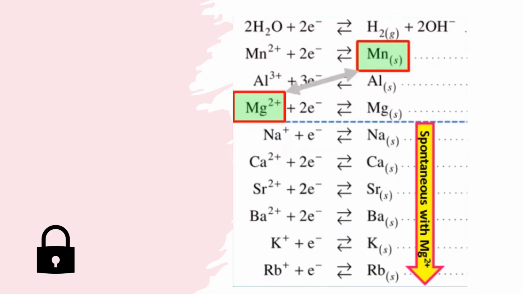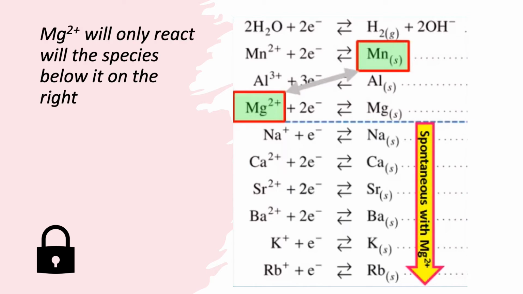Now, let's say we mix Mg2+ and Mn solid. Mg2+ will react spontaneously only with the reducing agents that are below it, but Mn is above Mg. So, Mg2+ does not react spontaneously with Mn. If you draw a line between Mn and Mg2+, it is a forward slash instead of a backslash.